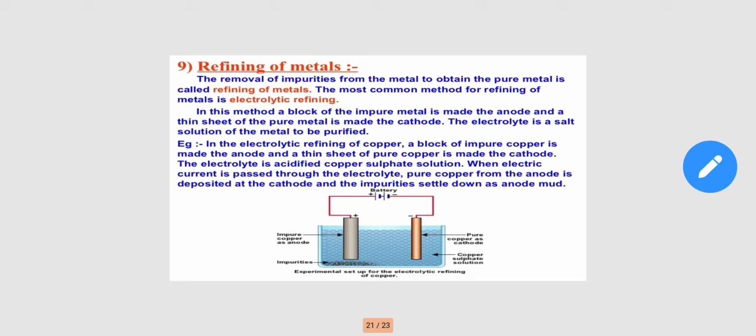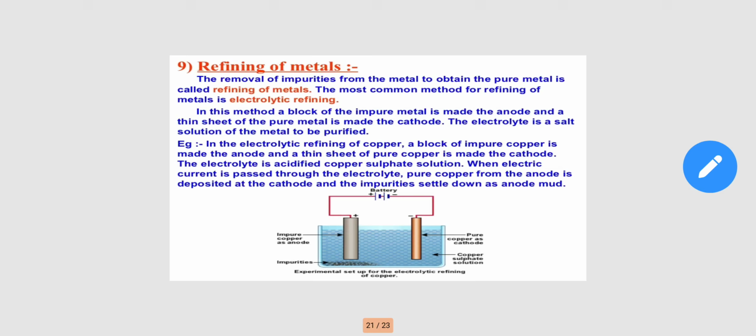Refining of metals: the removal of impurities from the metal to obtain the pure metal is called refining of metals. The most common method for refining of metal is electrolytic refining. In this method, a block of impure metal is made the anode and a thin sheet of the pure metal is made the cathode. The electrolyte is a salt solution of the metal to be purified.